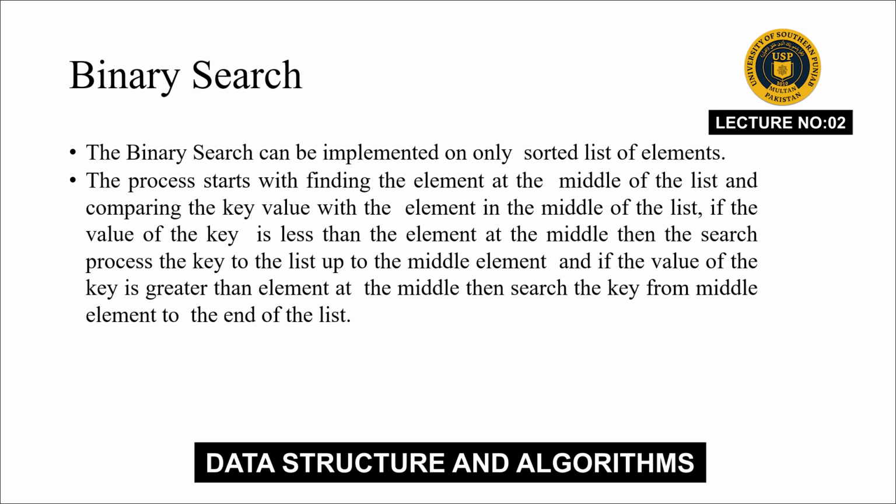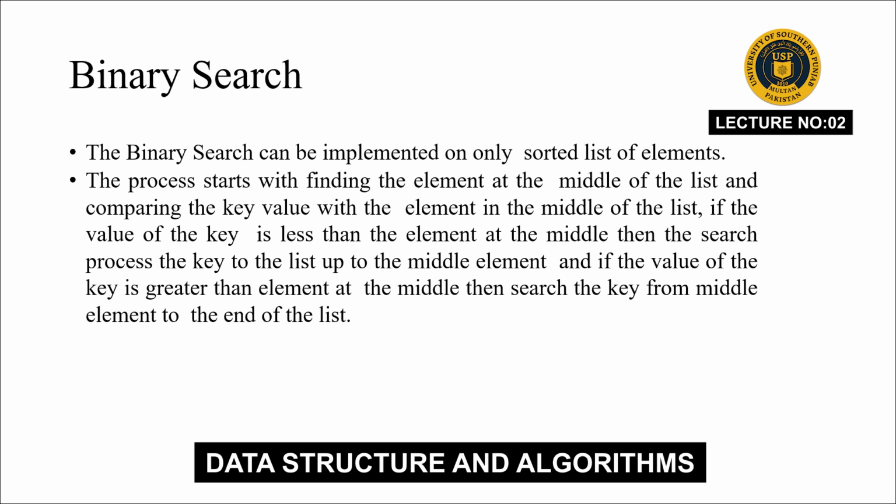Now let's move on to binary search. Binary search can be implemented only on a sorted list of elements. The process starts with finding the element at the middle of the list and comparing the key value with the element in the middle of the list. If the value of the key is less than the element at the middle, then we search for the key in the list up to the middle element, and if the value of the key is greater than the element at the middle, then we search for the key from the middle element to the end of the list.